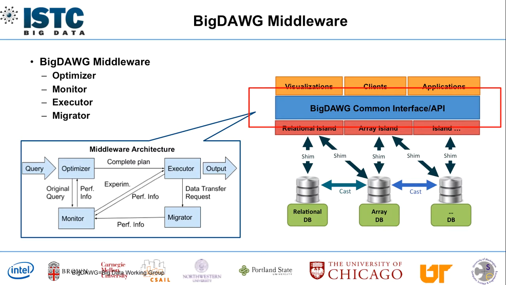This complete plan is determined and sent to the executor, which is responsible for physically executing this query on the different database engines that are present. A query plan that's sent to the executor may rely on disparate data sources and may need to talk to the migrator, which is responsible for transferring data across different systems as needed. The executor, once it completes the query, returns an output back to the visualization, client, or application.